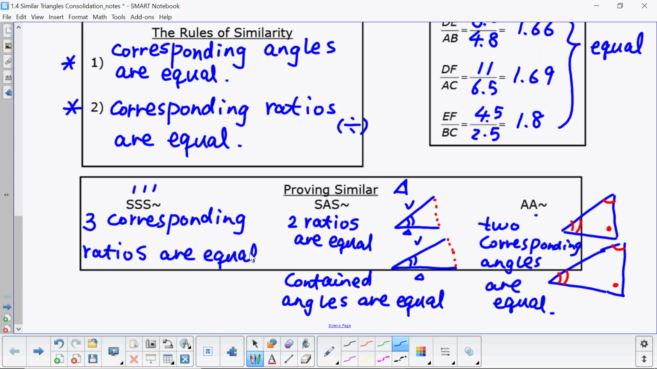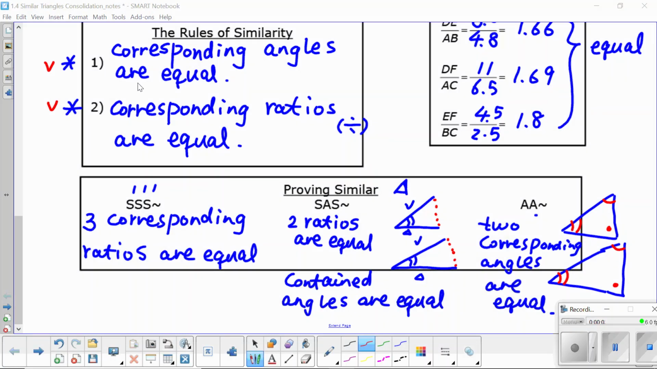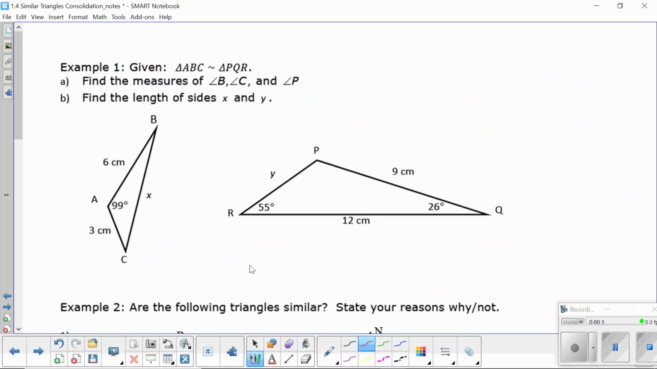So these are important properties for triangles, but these two properties could also be applied to all similar figures. Then we are going to go to the next page and see how we are going to apply them to find the unknown variables. In math, all the time we are looking to solve for the unknown variables.